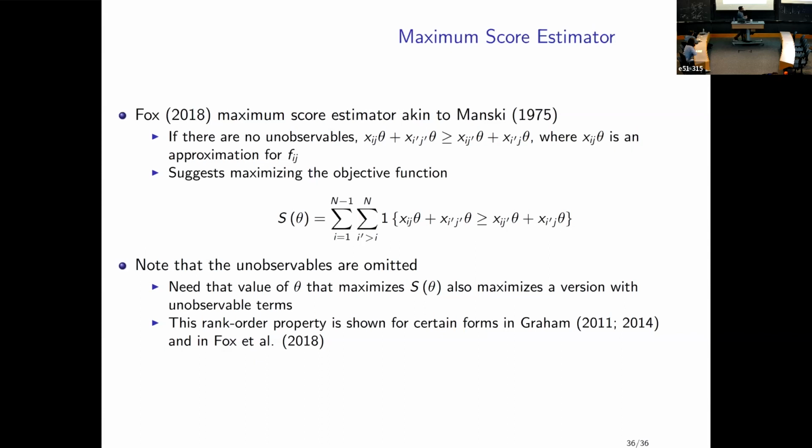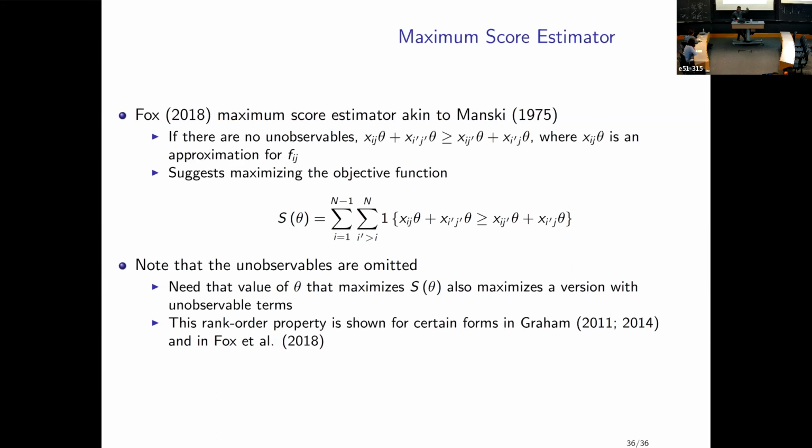And Fox goes from there to motivate a maximum score estimator that's akin to Manski 75 that says, let me take some characteristics xij that I observe multiplied by theta. So that's a parametric form for this. Let's look at those same inequalities and maximize the objective function, the maximum score objective function, by saying, let me find the least number of deviations of that inequality. Okay, so initially we didn't know necessarily what is the distribution of primitives, and that would justify a maximum score estimator. And there is a paper by Fox et al.